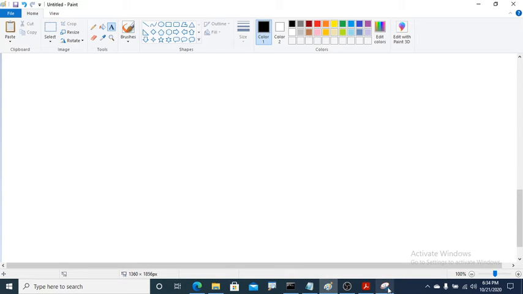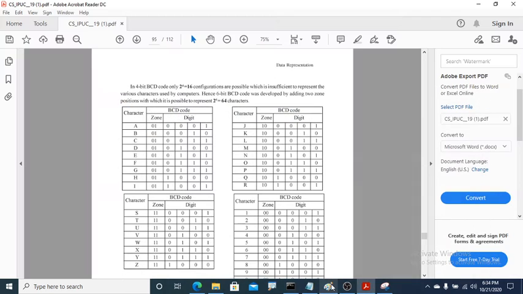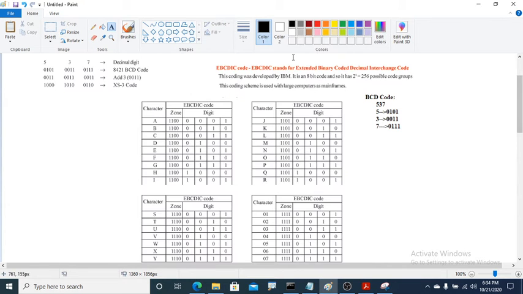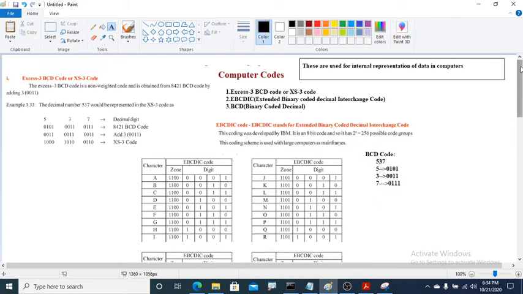Now let us concentrate on the XS3 code, the XS3 BCD code. I am taking 537 as an example to be represented as XS3 code. 5 is represented as 0101, 3 is represented as 0011, 7 is represented as 0111. This is the 8421 BCD code. Normally this is an 8421 BCD code.